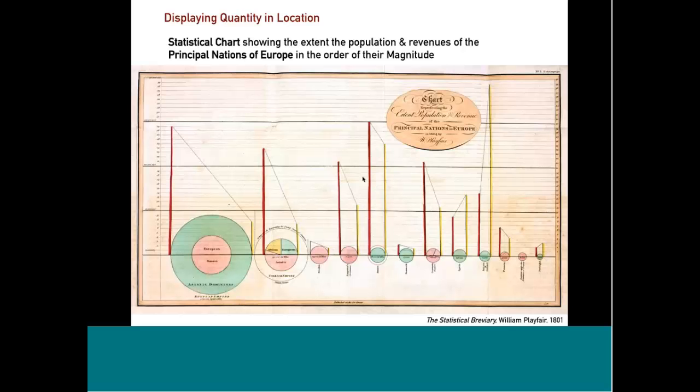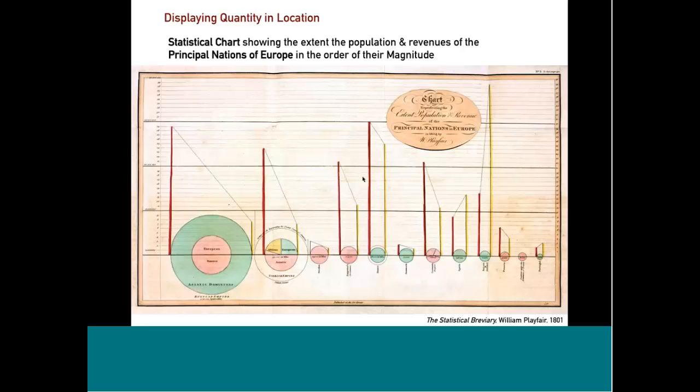So we can easily see that something is much bigger on the left and smaller on the right. It's a little more difficult to see what the differences in color in these lines represent. But essentially the line on the left represented the population of that empire, and the line on the right represented the revenues.